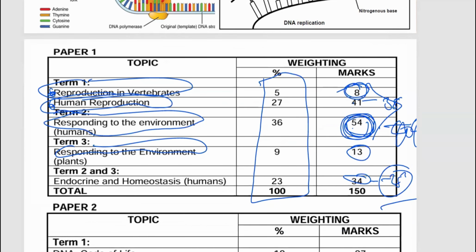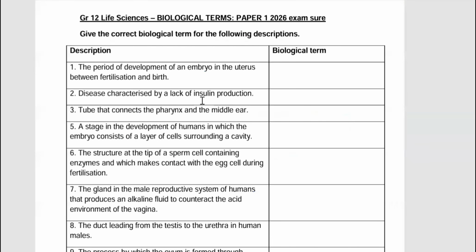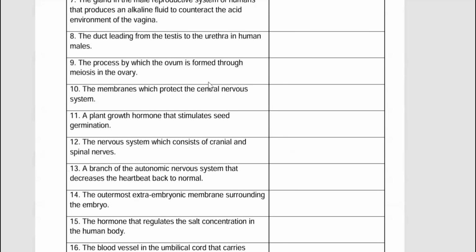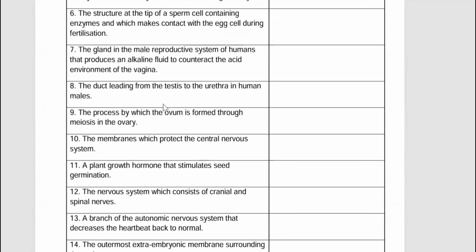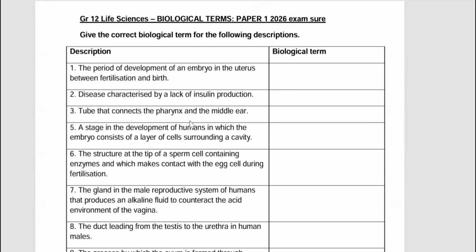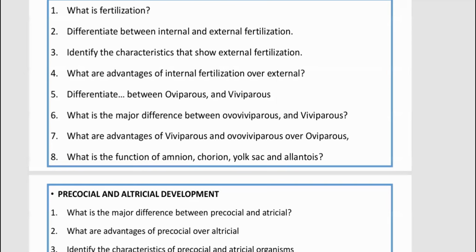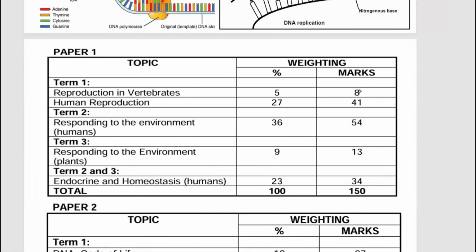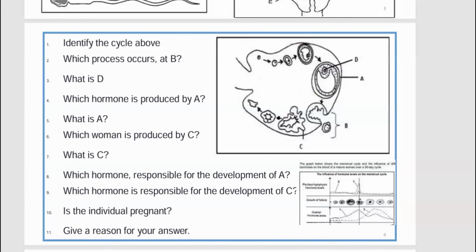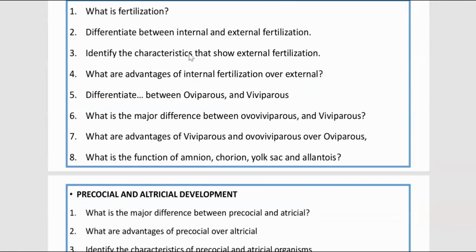You have to go through these biological terms, but I'll send them to you, and then you can check up yourself. I'm not going to spend too much time on this. When you come to reproduction in vertebrates, we're going to have to get these 80 marks. That is 5%, so it means that we're not wasting too much time on this. So what am I supposed to know when it comes to this?